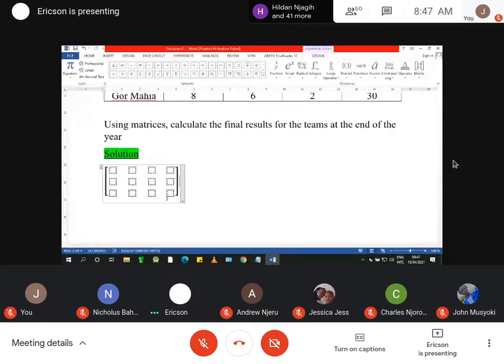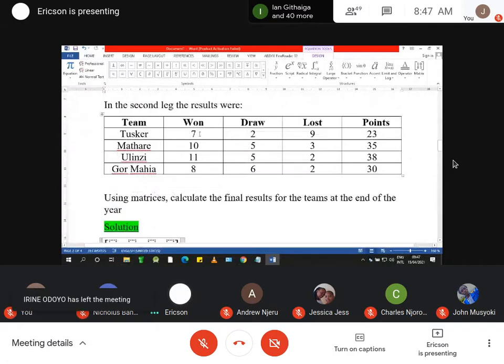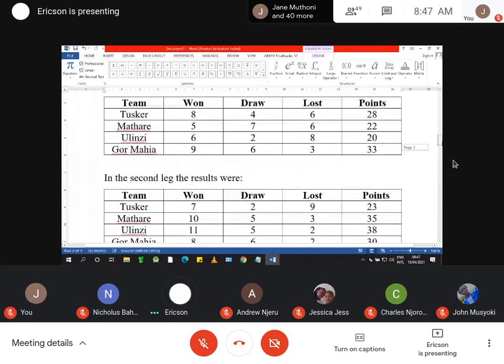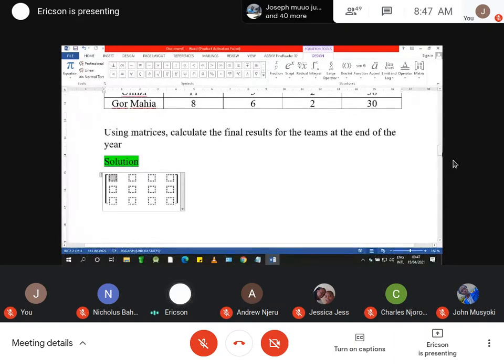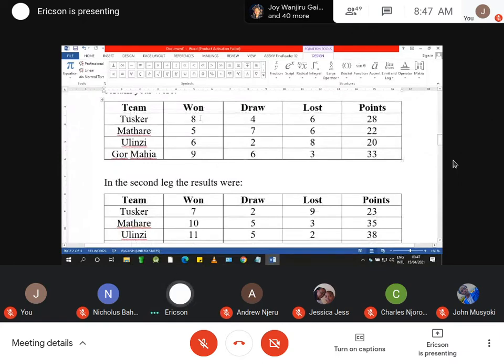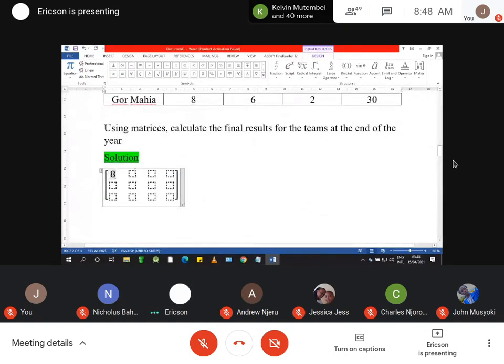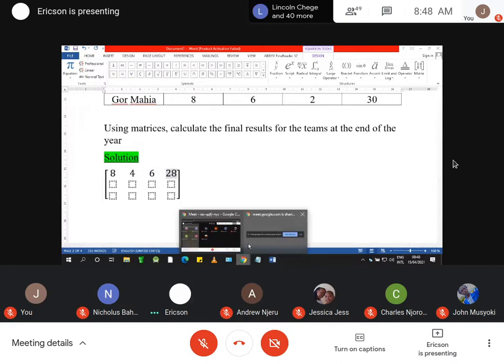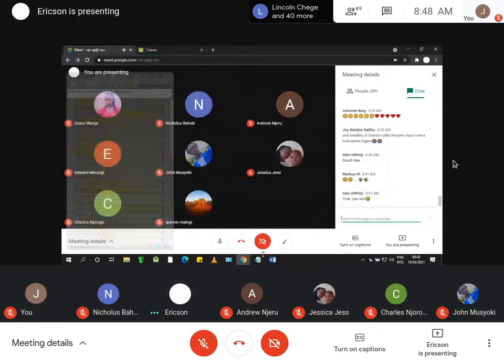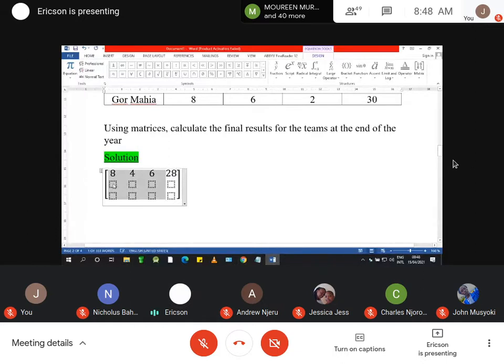You should have a matrix because you have the first team as the first row, the second, the third row and the fourth row. And then you have the number of columns for the win, the draw, and the total number of points. So for the first team, you're seeing that the first team have the win, draw, loss, and the number of points, that is 8, 4, 6, and 28. So here we have 8, here we have 6, here we have 28.